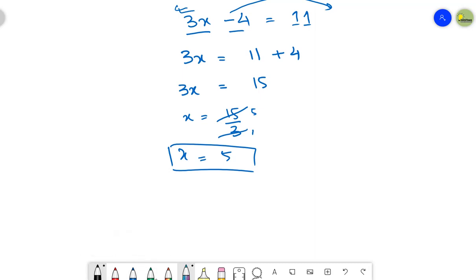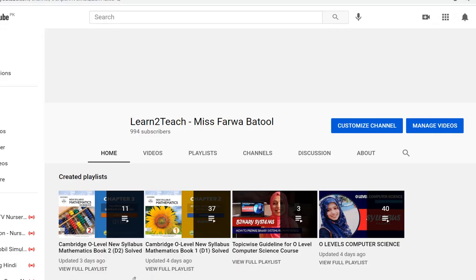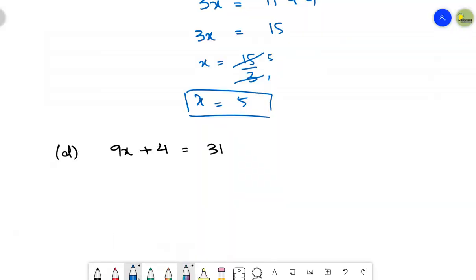Now moving towards part D. I have 9x plus 4 equals 31. Again, there are two terms, 9x and 4, on one side of the equation. I need to find the value of the variable. So first of all, the term that is independent of x, that does not have any x within it, you can move to the other side of the equation. Keep in mind, if it is plus 4, it will be minus 4 when shifted to the other side, and keep 9x as it is.